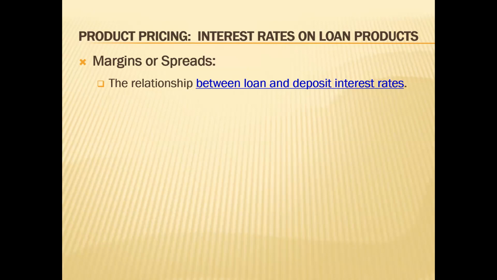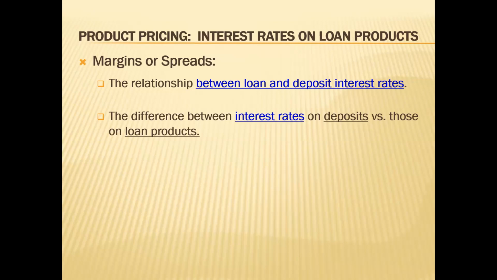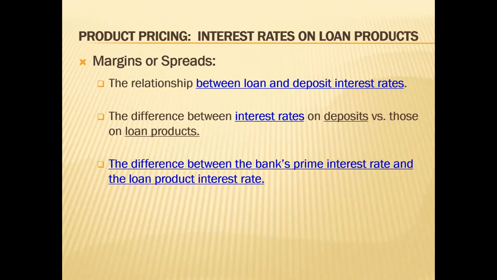So you have the relationship between loan and deposit interest rates. Said another way, it is the difference between those interest rates on deposits versus those on loan products. And then, as I was alluding to just a few minutes ago, the difference between the bank's prime interest rate and the loan product interest rate. So this one, I think, is a complete fill in the blank, which is important, and is really where the banks or financial institutions are headed nowadays, or are dealing with nowadays, with regard to margins or spreads.